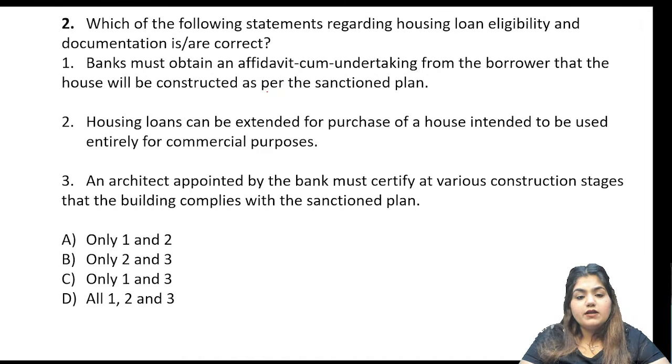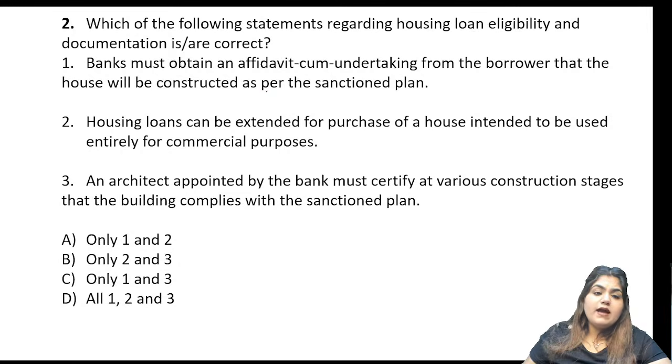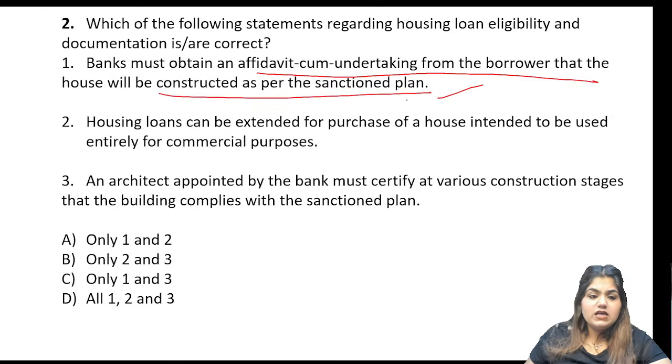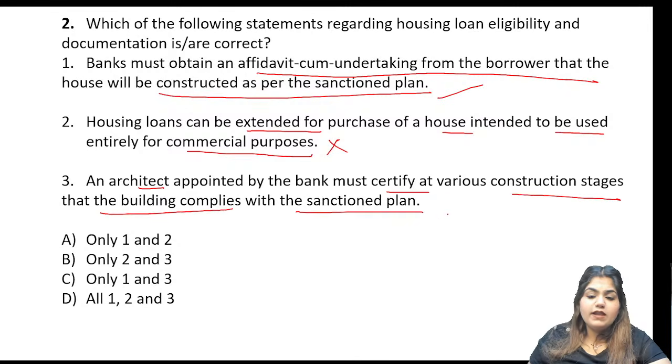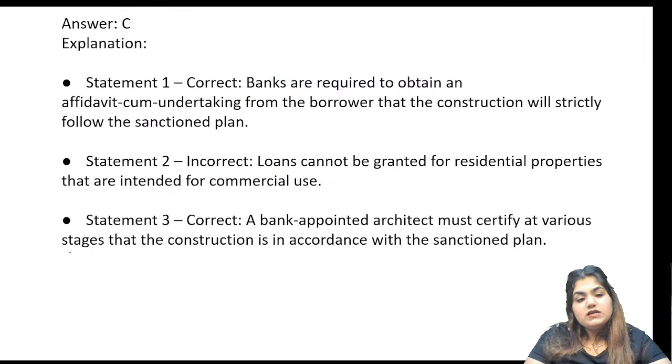What all are correct? Statement number 1. The banks must maintain an affidavit undertaking from the borrower that the house will be constructed as per the sanctioned plan. Yes. The housing loan can be extended for purchase of house intended to be used entirely for commercial purpose. No. House loan cannot be taken for commercial purposes. Next, the architect appointed by the bank must certify at the various construction stages that the building complies with the sanctioned plan. Correct. 1 and 3 are correct. C is the correct answer.